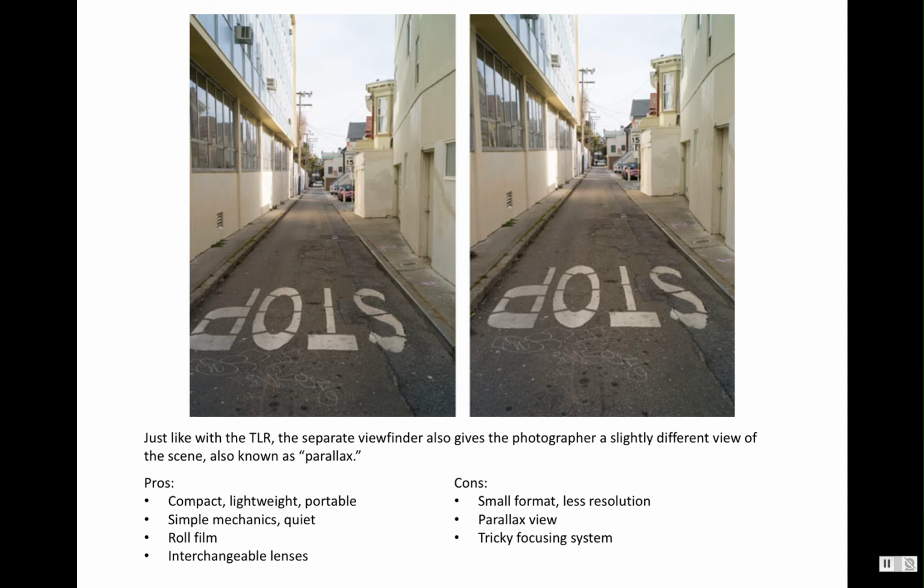It has fairly simple mechanics. It's a very quiet camera. When you click the shutter, you barely hear anything. It takes roll film, and it has interchangeable lenses. The cons, well, it's a small format, so it doesn't have as good resolution as the TLR or the view camera. You do have this parallax view, and it takes a little bit of getting used to the focusing system.